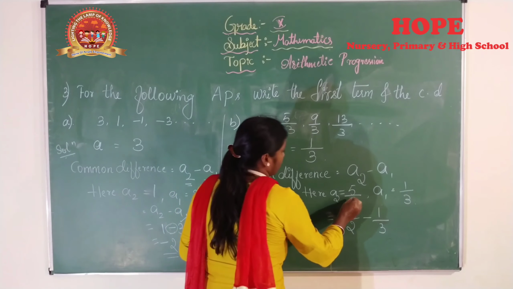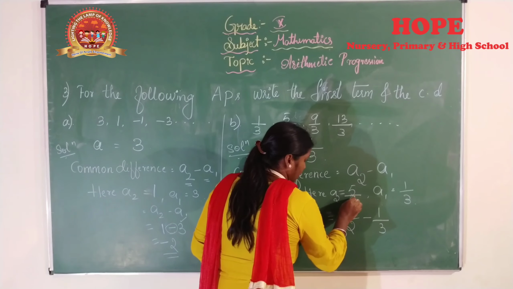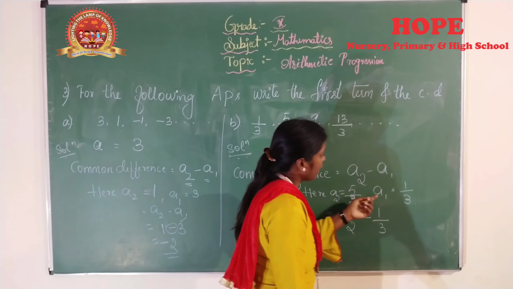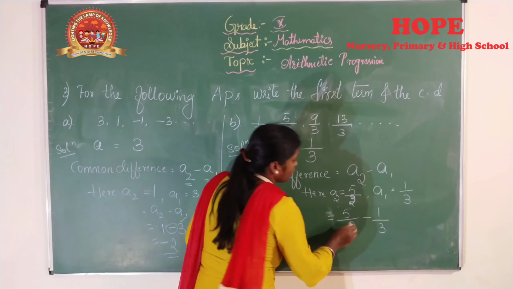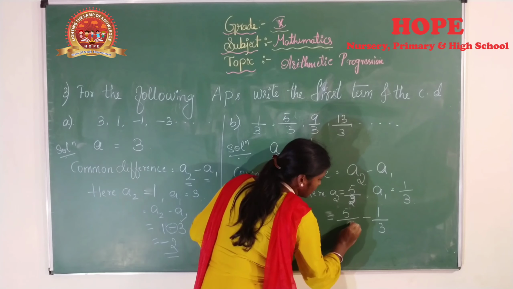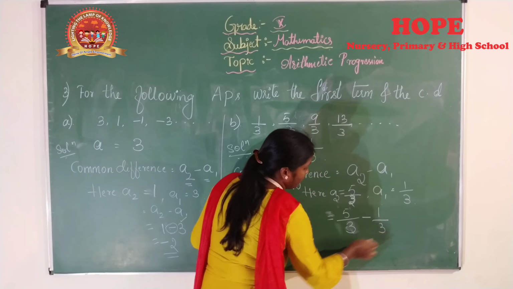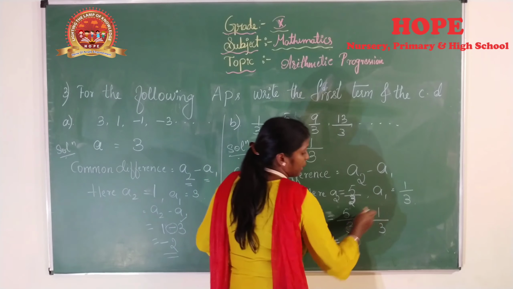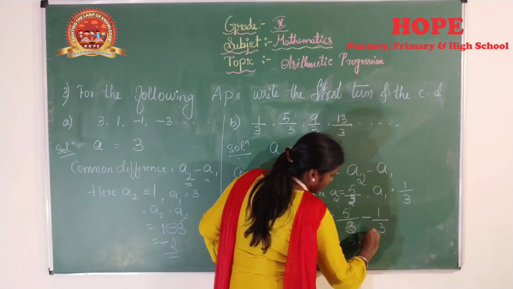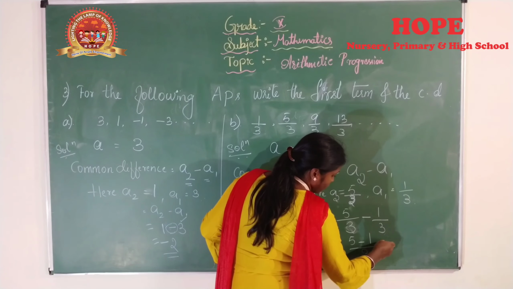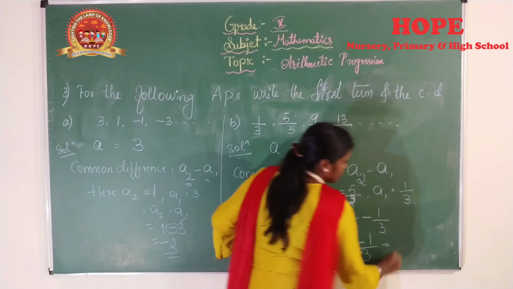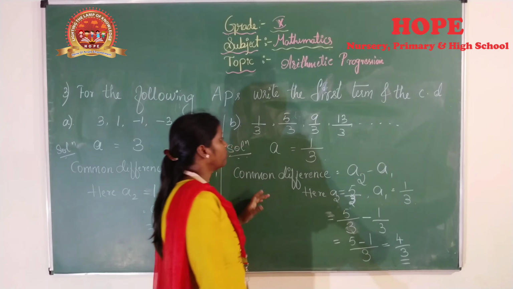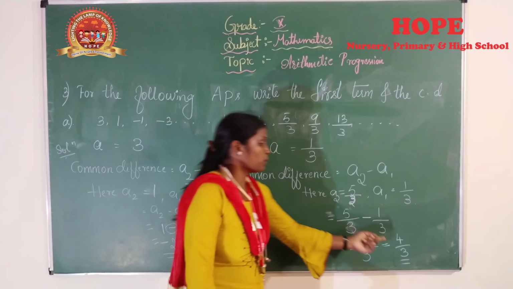Sorry, the A2 is also 5 by 3. Here A2 is 5 by 3 and A1 is 1 by 3. So the value will be A2 minus A1, that is 5 by 3 minus 1 by 3. Since the denominators are equal, we can subtract the numerators. 5 minus 1 is nothing but 4 by 3. So the common difference for the given AP is 4 by 3.